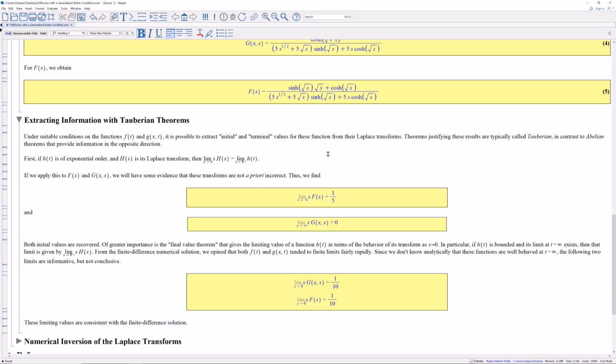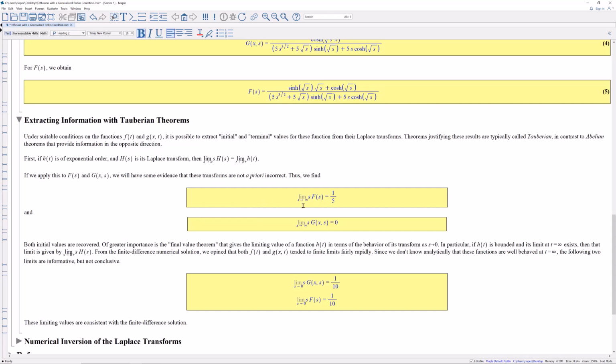Theorems that apply here are typically called Tauberian, in contrast to abelian theorems, which go in the opposite direction. So you can extract initial and terminal values for these functions from the Laplace transforms. If the function is of exponential order, and h is its transform, then the limit as s goes to infinity of s times that transform is equal to the limit of the time function as t goes to 0 from the right. So let's try that here.